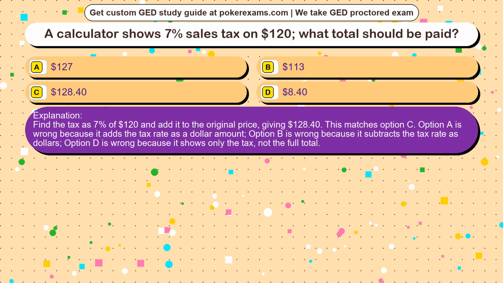C. Find the tax as 7% of $120 and add it to the original price, giving $128.40. This matches option C. Option A is wrong because it adds the tax rate as a dollar amount. Option B is wrong because it subtracts the tax rate as dollars. Option D is wrong because it shows only the tax, not the full total.